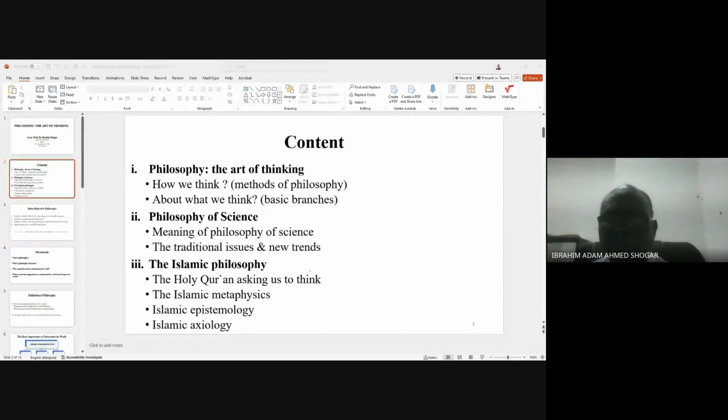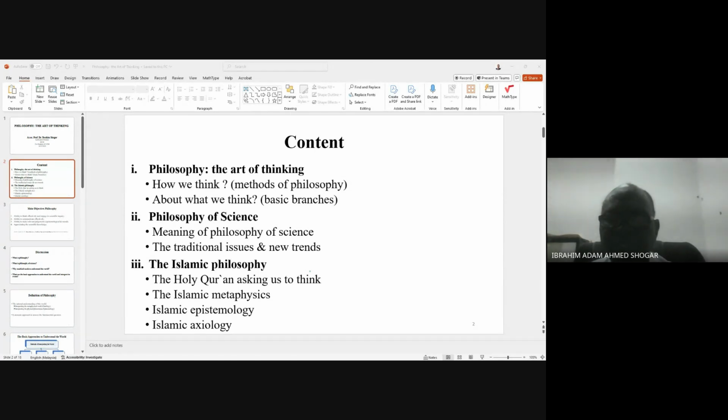Afala tatafakkarun, afala ta'qilun. The Quran says like that. So if I want to think, how do I think? This question will arise, what we call the issue of methodology, the different methods of thinking. This different method of thinking, we divide into two.